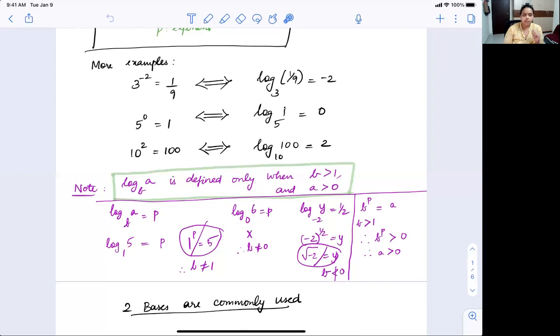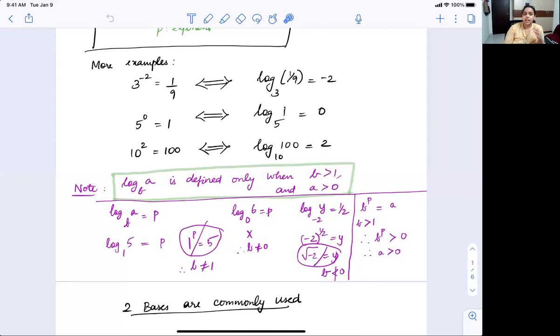Now, let's look at why we wouldn't want b to have negative values. Suppose I have log of y to the base minus 2 is equal to 1/2. So minus 2 to the power half is y, which is just another way of saying the square root of minus 2 is y. That expression is not defined in the real space. Therefore, b cannot be less than 0. So you now see why b needs to be greater than 1 for the expression log a to the base b to be valid.